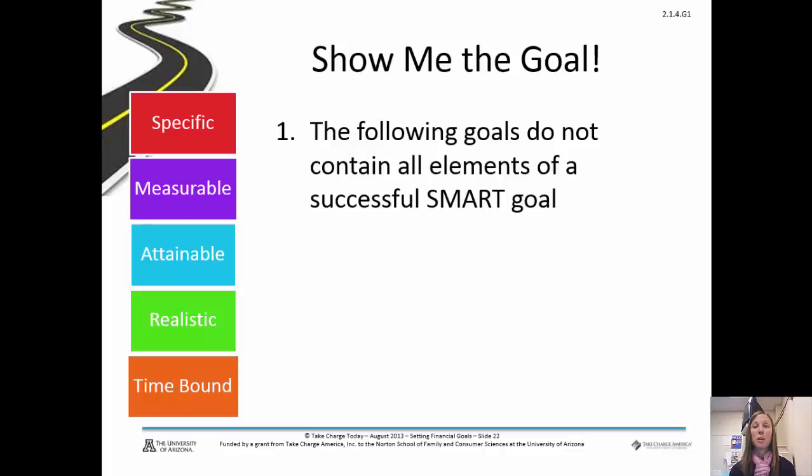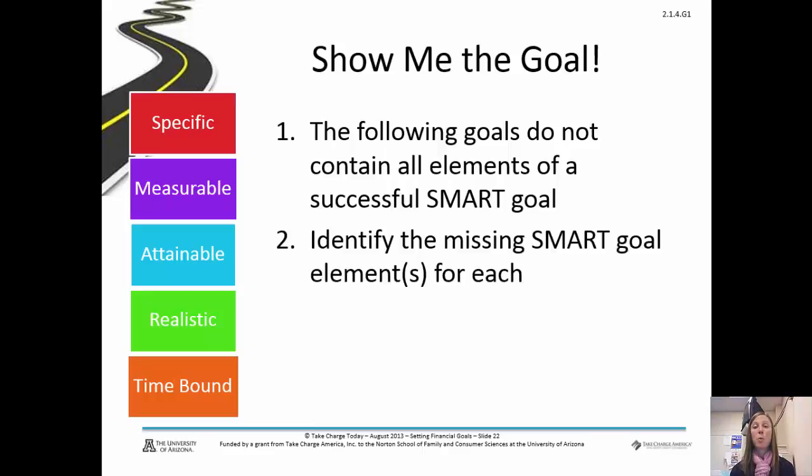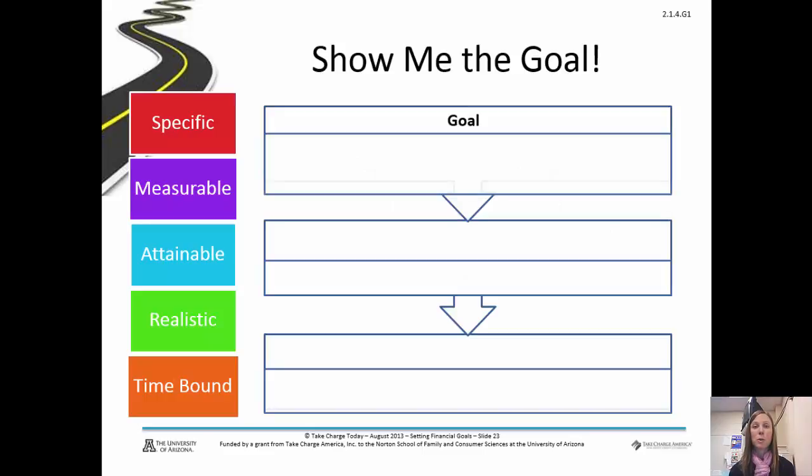So now show me the goal. All of the following goals do not contain all elements of a successful SMART goal. So you need to find out what part is missing for each goal. Again, you can pause it as you go, or at least try it before you listen to the answer. So show me the goal.